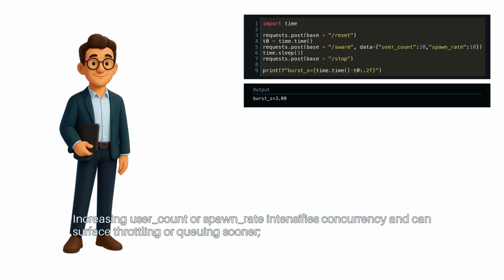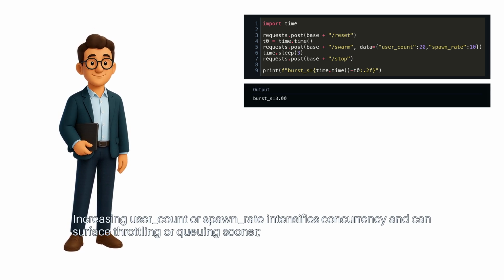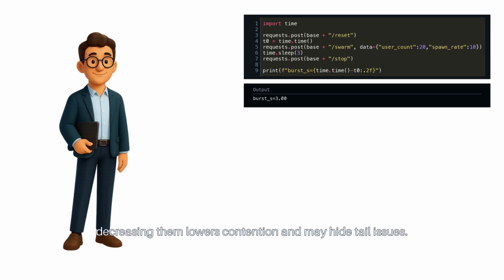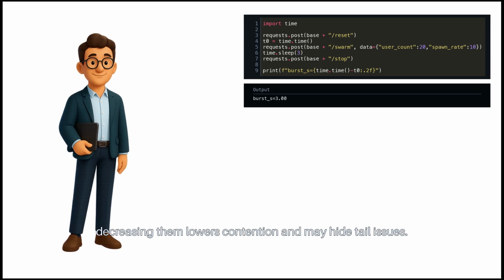Increasing user count or spawn rate intensifies concurrency and can surface throttling or queuing sooner. Decreasing them lowers contention and may hide tail issues.